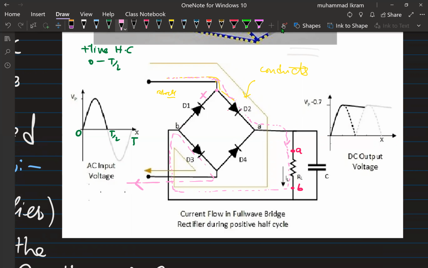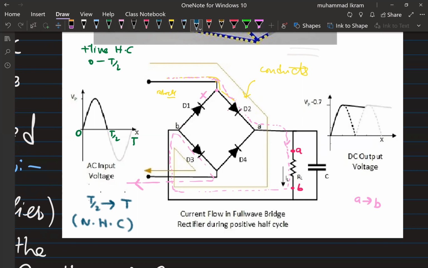Clear? So you see that during the positive half cycle, the current passes from A to B. The positive half cycle is allowed to pass through while the negative half cycle is blocked. Now let us see what happens during the negative half cycle, from T by 2 to T. This is the negative half cycle.